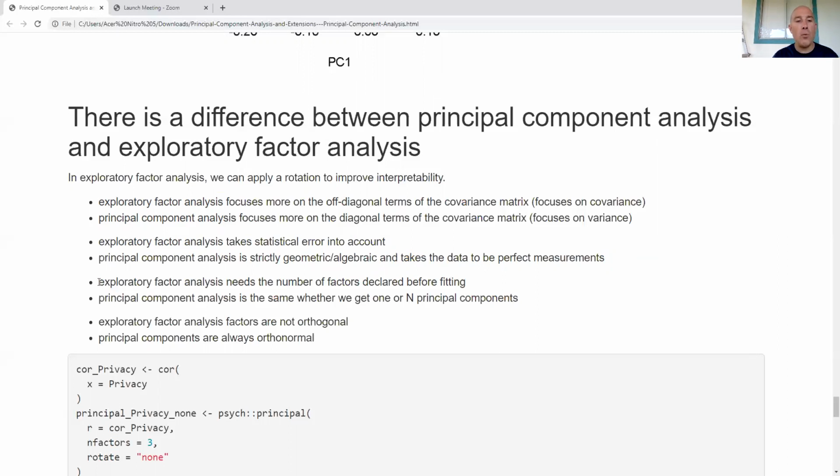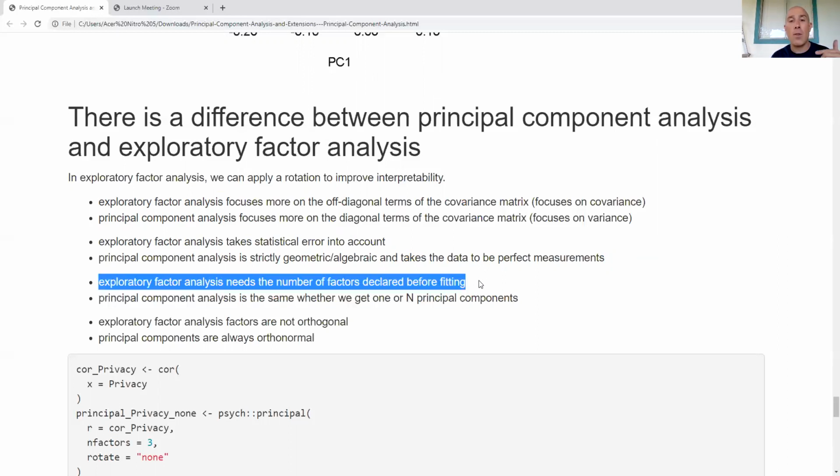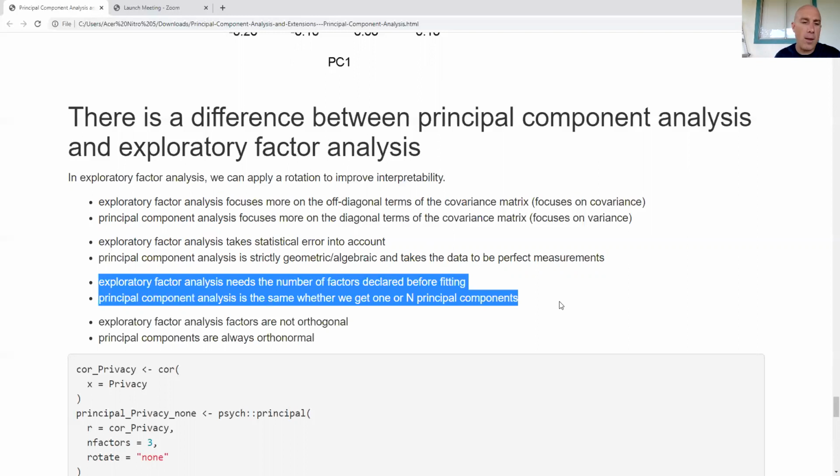Something that is different between the two is that in exploratory factor analysis, I need to declare the number of factors I'm using before I do the fitting. Now, that's not true all the time, but just think that I need to declare it beforehand. Something about principal component analysis is that if I go 5 or if I go 10, the first 5 will be the same as the first 5 in the 10, up to a negative sign switch. So it doesn't matter how many I compute, I get the same vectors every single time. In exploratory factor analysis, if I change the number that I want, I will get different vectors.